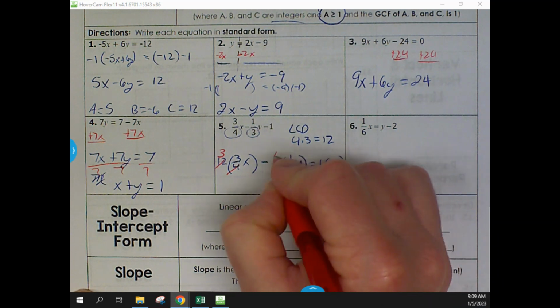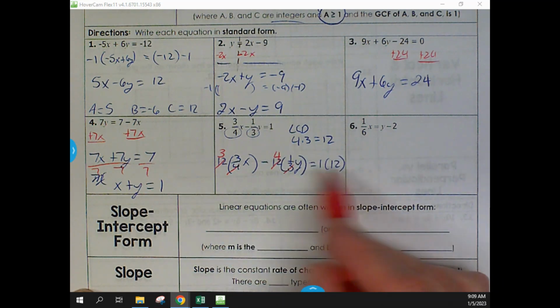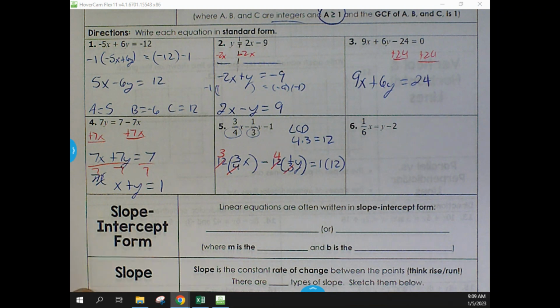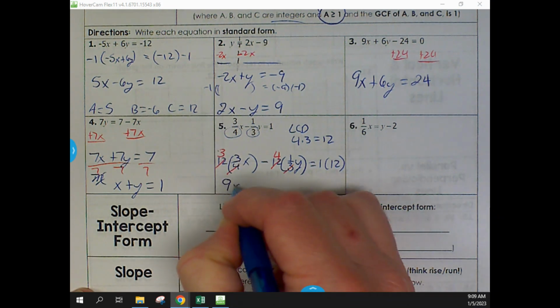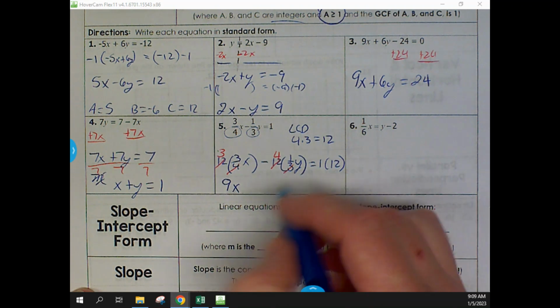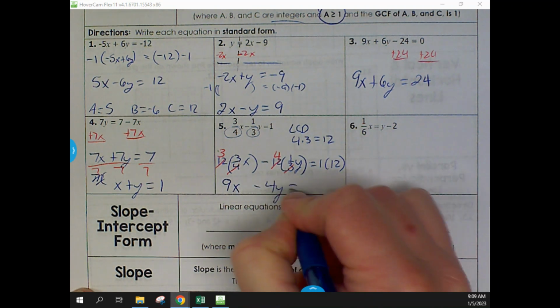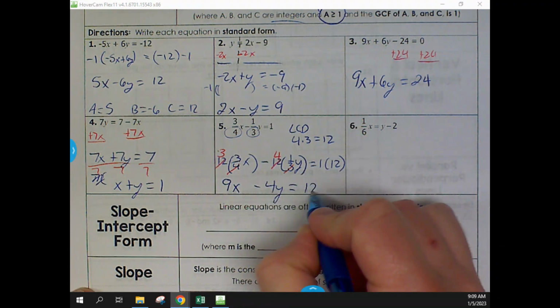3 goes into 12 4 times. And then there's nothing to cancel here. So then the rest of the way, you're just working it out. So now you've got 3 times 3 for 9x. 4 times 1 for 4y. And then 1 times 12 for 12.